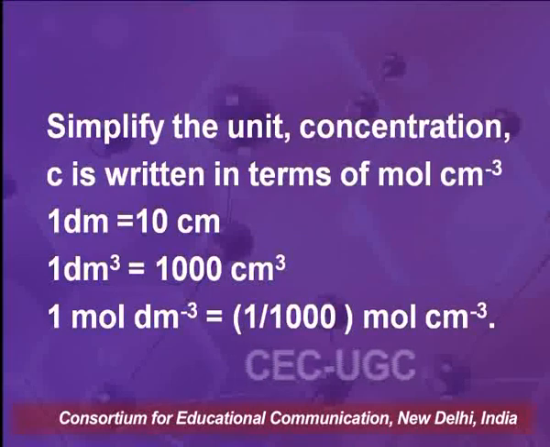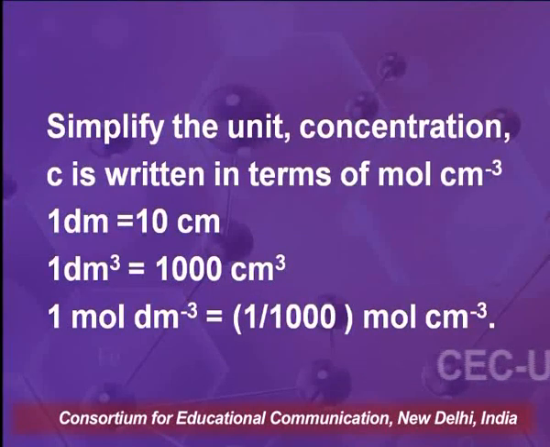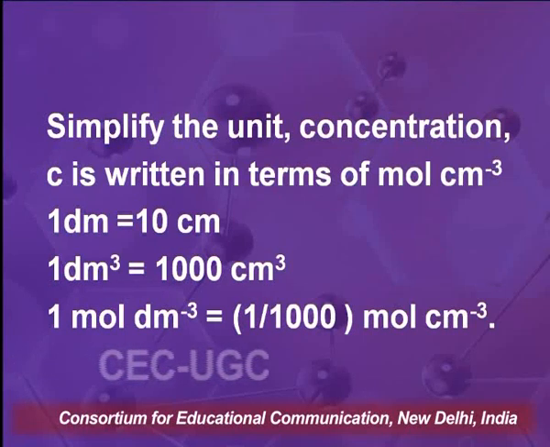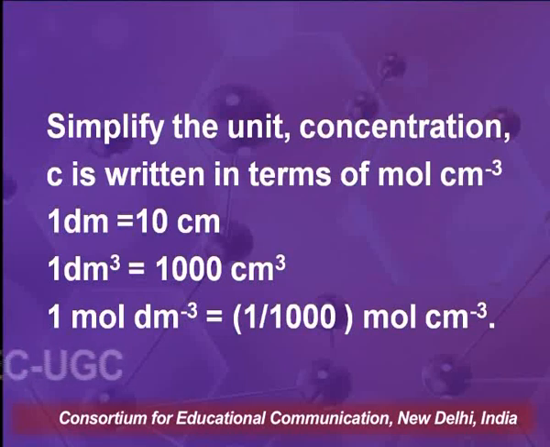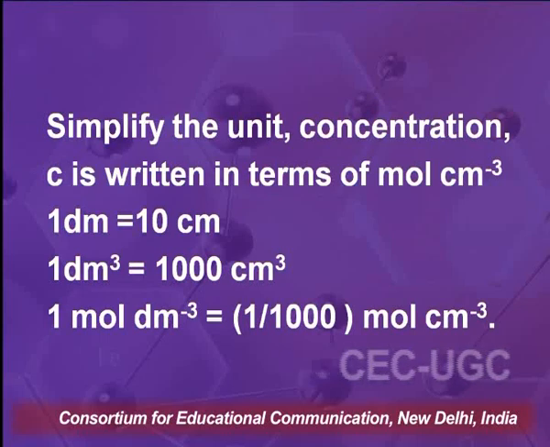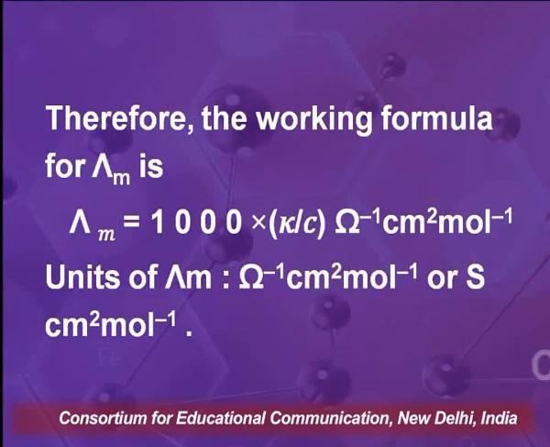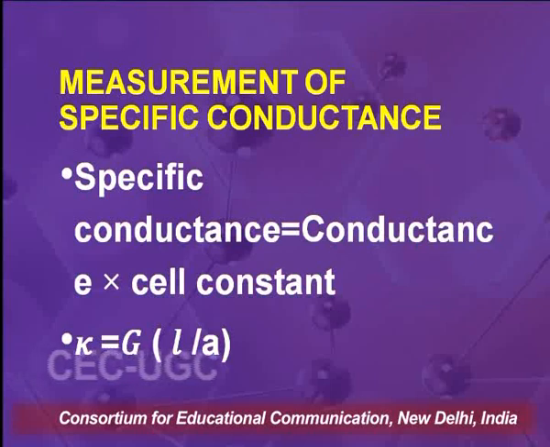Lambda m is equal to kappa V, which is equal to kappa by C, and C is in moles per decimeter cube. To simplify the units of concentration, C is written in moles per centimeter cube. Again we need to divide by a factor of 1000, so that we get 1 mole per decimeter cube is equal to 1 by 1000 mole per centimeter cube. Therefore, the working formula now becomes lambda m is equal to 1000 kappa by C, ohm inverse centimeter square mole inverse.